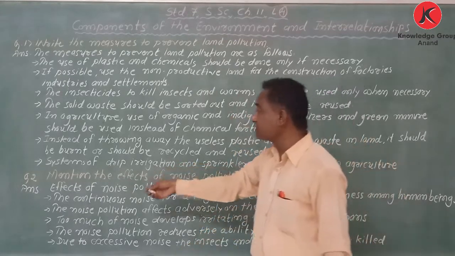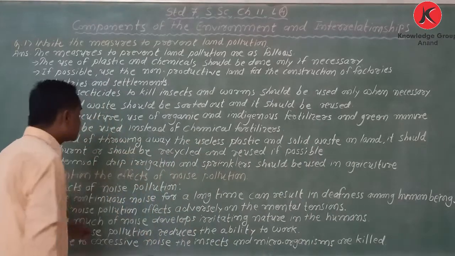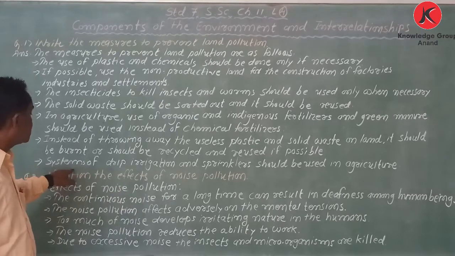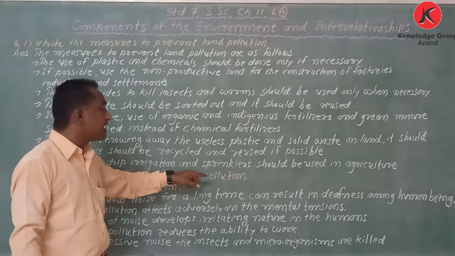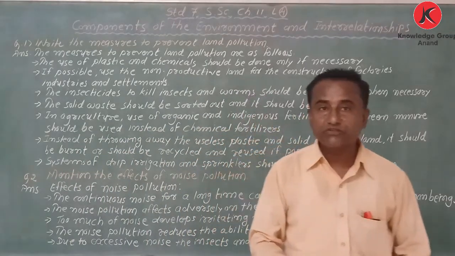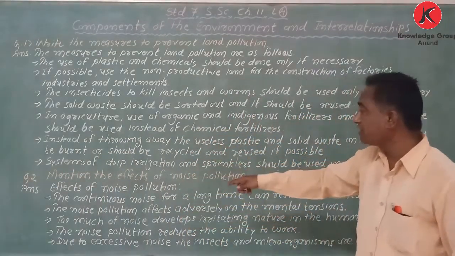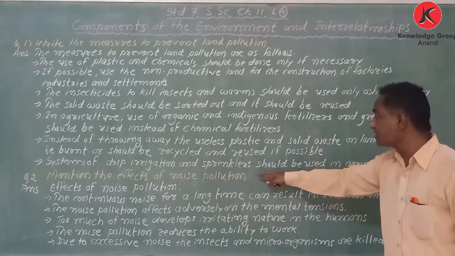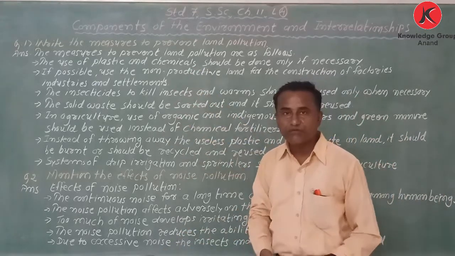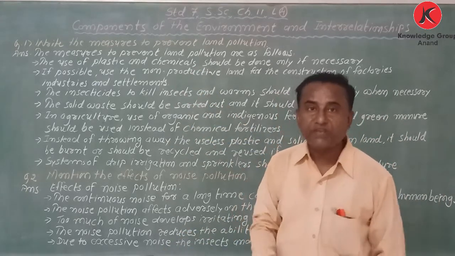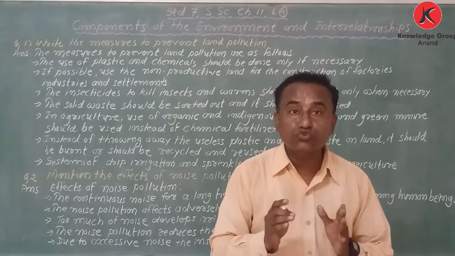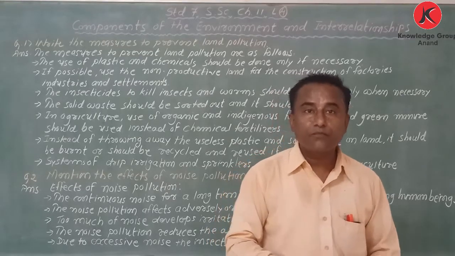And next one is systems of drip irrigation, tapak sinchai. Systems of drip irrigation and sprinklers should be used in agriculture. My dear student, that is the most important thing. Drip irrigation and sprinklers. So here I have written 7 points to prevent land pollution, to stop land pollution.